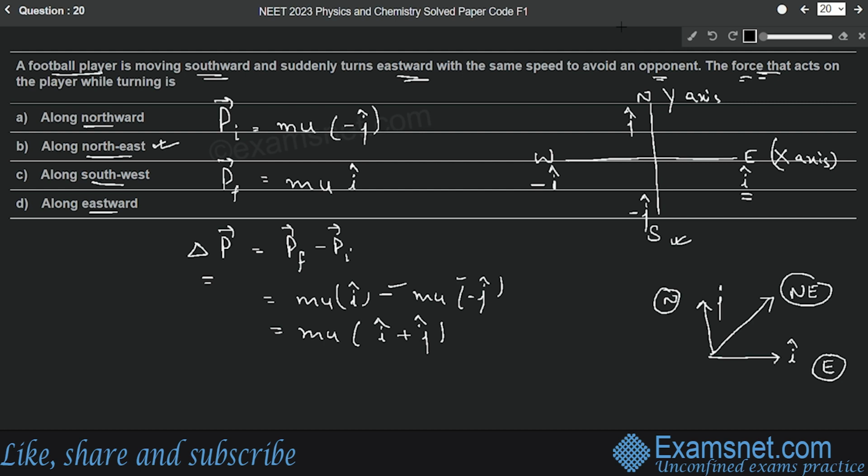You got it? How the force will have the same direction? We know that force is equal to delta P by delta T. Okay, change in momentum per unit time. So the direction of force and change in momentum will be same, and here the direction of change in momentum is northeast, so the direction of force will also be along northeast only. So option B is the correct answer.